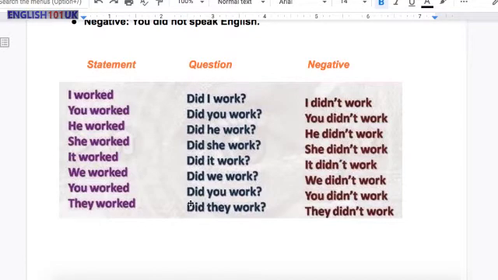So did you work yesterday? Did he work yesterday? Did she work? Did it work? Did we? Did you? Did they? How about the negative form? Again, we use did not to form the negative. I did not work, you did not, he did not, she did not, it did not, we did not, you did not, and they did not.